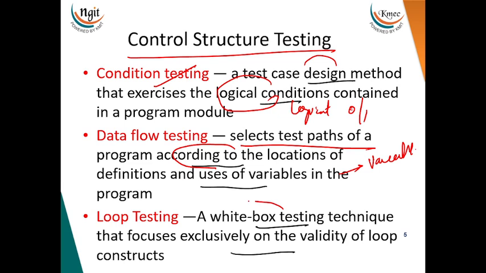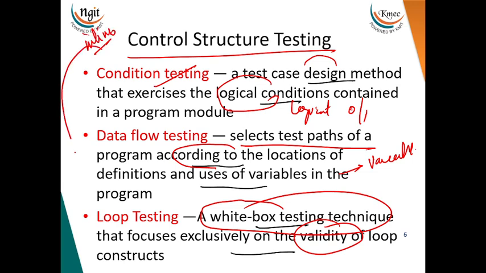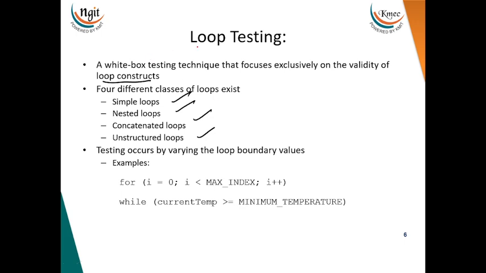And we have got testing methodologies. Loop testing is a white box testing technique focusing exclusively on validation of the loop. So in the internal part we are going to see how the loop is identified or not. Yes, it is a white box testing, focusing exclusively on validation of the loop. Different types of loop are simple loop, nested loop, concatenated loop, unstructured loop.